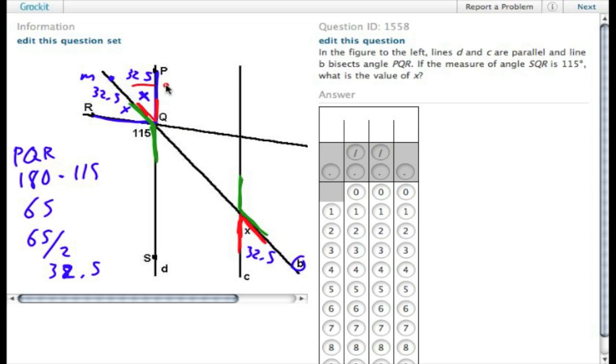And we already know the value for that, 32.5, as I said. X is equal to 32.5.